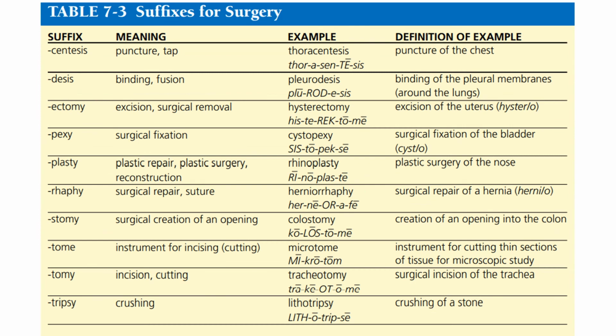Then we have suffixes for surgery. We have centesis, puncture or tap. Thoracentesis, puncture or tap of the chest or thorax. Then we have desis, binding, fusion. Pleurodesis, binding of the pleural membranes. Ectomy, excision or surgical removal. Hysterectomy means excision or surgical removal of the uterus. Hystero means uterus. Then pexy, surgical fixation. Cystopexy means surgical fixation of the bladder.